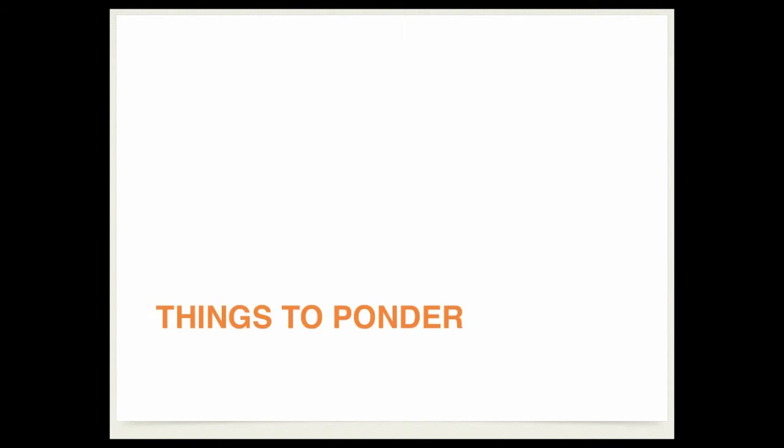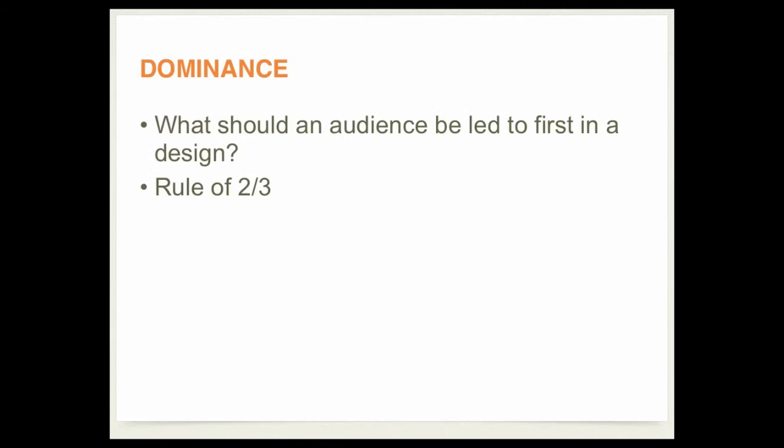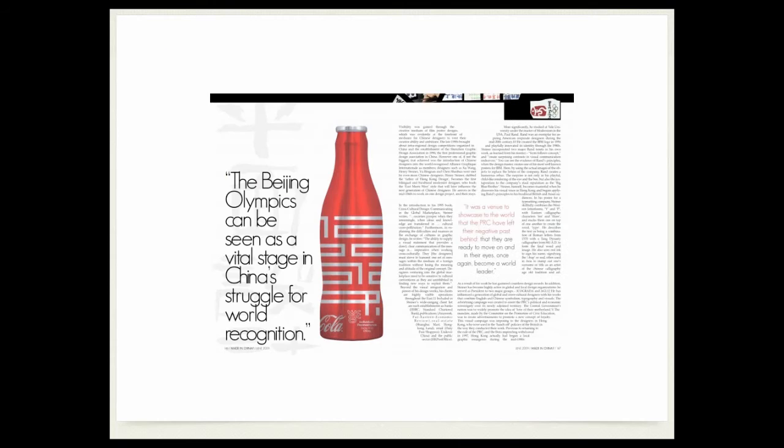All right, so here are a couple things that you should ponder. First of all, dominance. What should the audience be led to first in a design? The topic or subject should hold dominance to gain attention. Here's where you should think of the rule of two-thirds, or the rule of thirds. If your dominant item is not two-thirds larger than the next largest item in the design, your audience might not understand what to look for at first, and therefore they're going to lose interest in the idea.